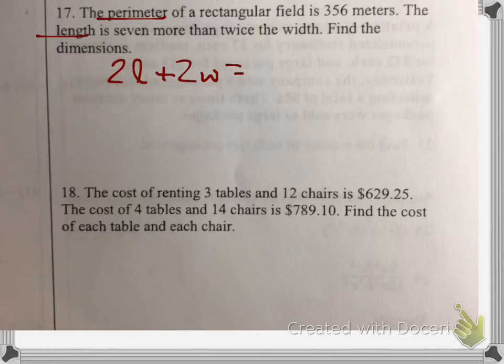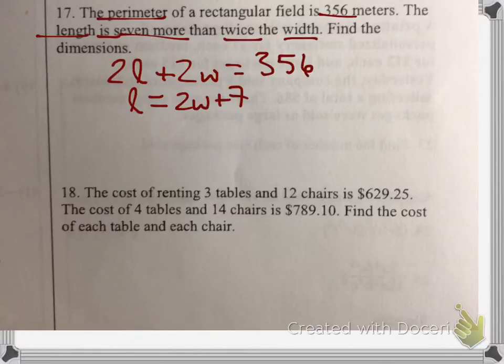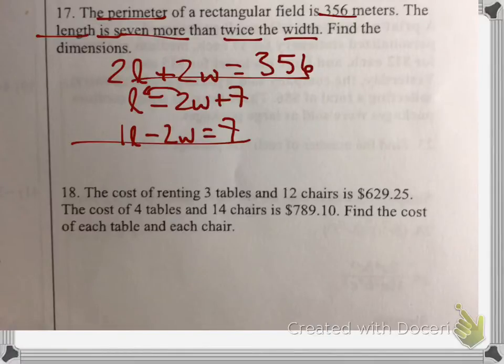length. Oh, and by the way, the perimeter is equal to 356. Oh, I guess I should write that. Length L equals 7 more than, so plus 7, twice the width, 2W. Okay, move the 2W to the other side, and you would end up with 1L minus 2W equals 7. So these are the ones you can put into the equations, and when you do that, you'll get the length is equal to 121 meters, and the width is equal to 57 meters.